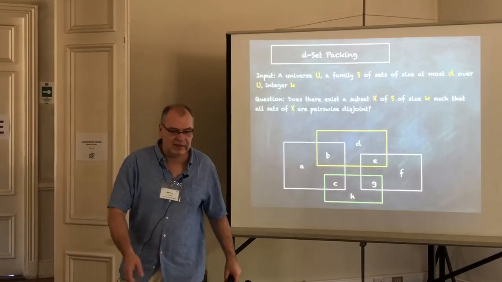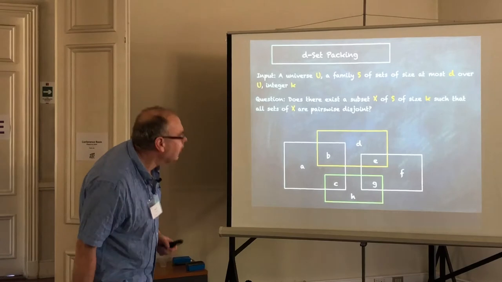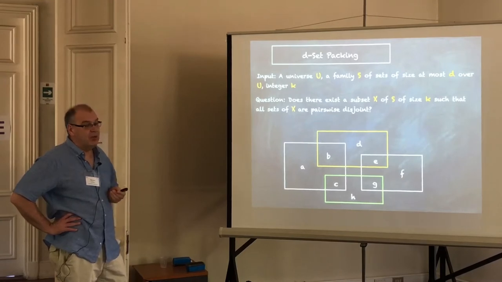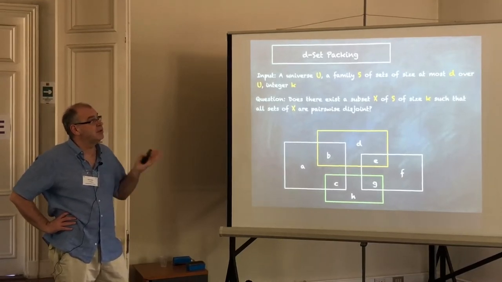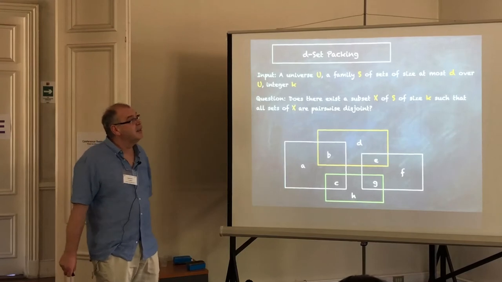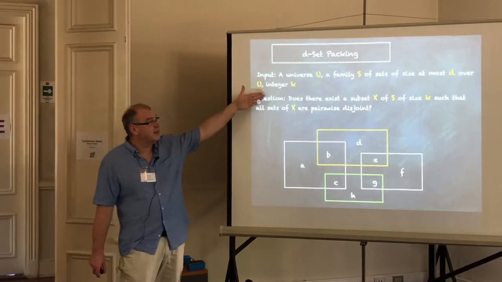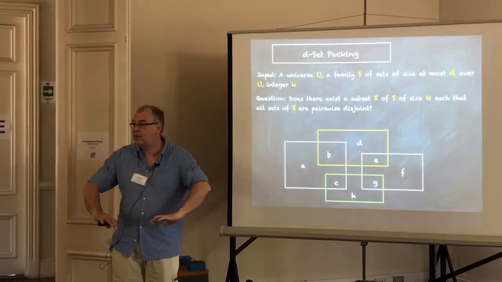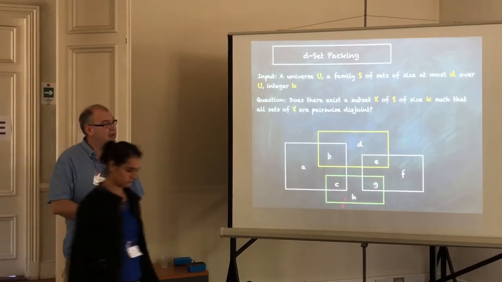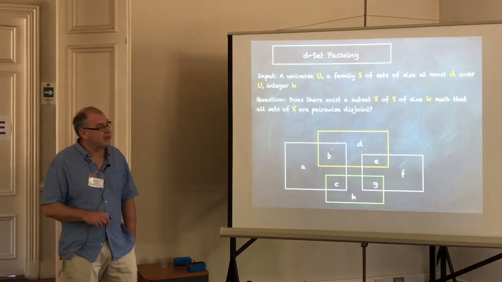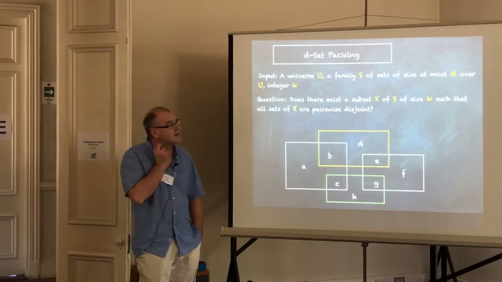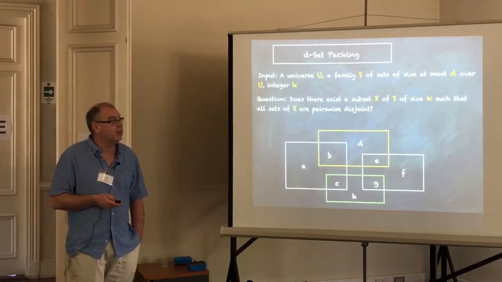Okay, let's see how we can apply this technique to a very similar problem. It's called d-Set Packing. In d-Set Packing, I have a universe U, a family S, and an integer k. I ask whether there is a subset of sets which are pairwise disjoint. In this example, I have four sets, and these two sets are a packing of size 2, and these two sets are also a packing of size 2. So this is a kind of dual problem to Hitting Set.